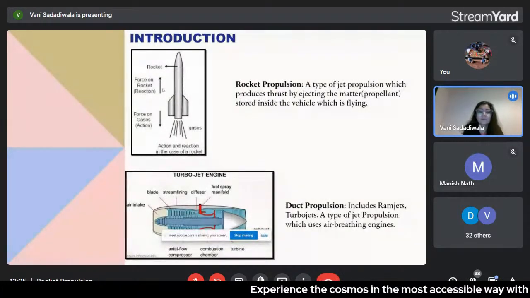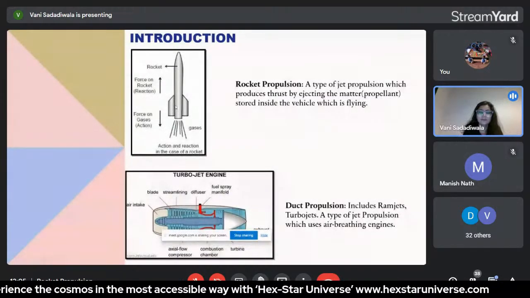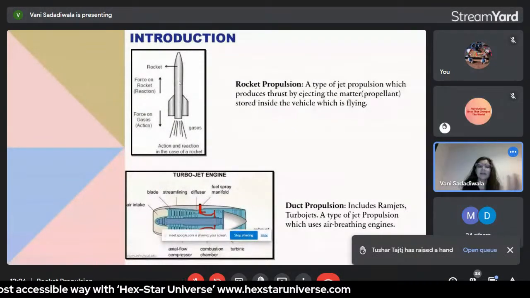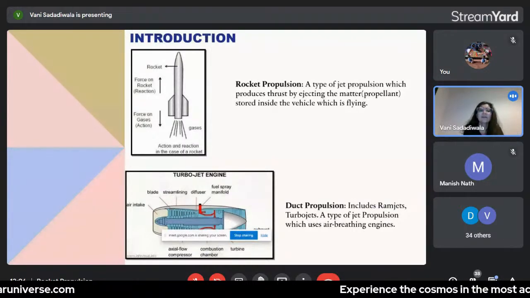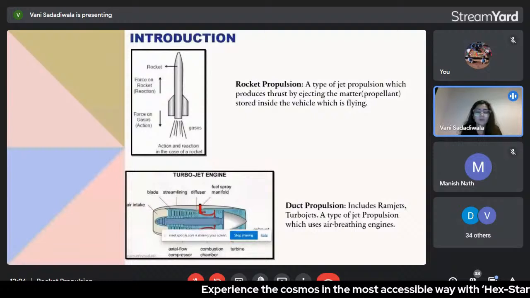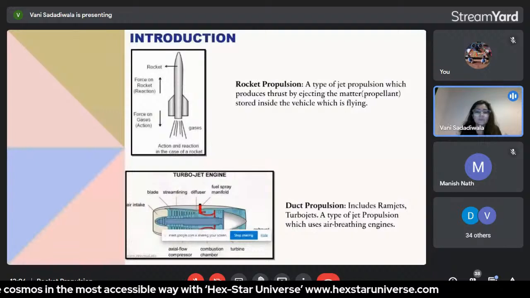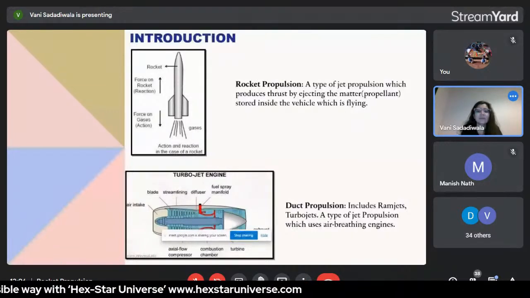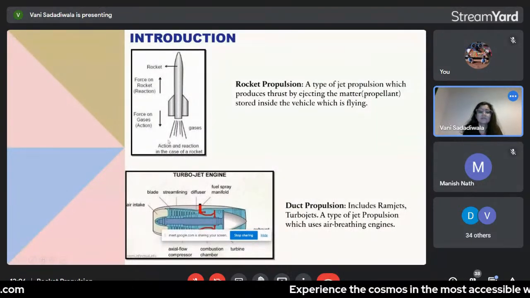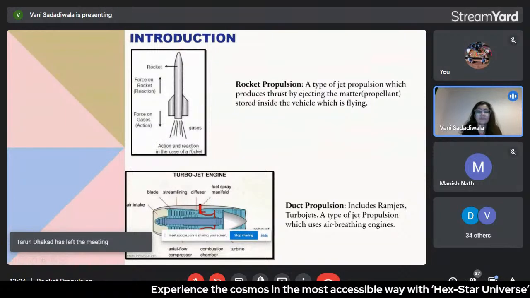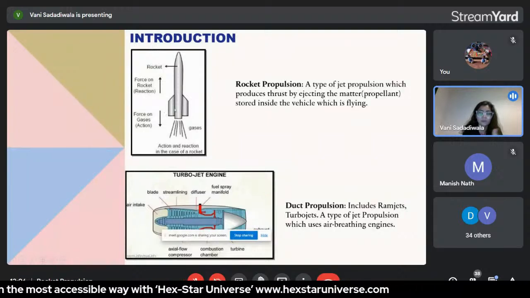If I talk about forces on gases, the matter which is stored in the rocket, also known as propellant, is composed of chemical gases. As there are certain forces on these gases, there is a sort of action and reaction, and due to this action and reaction, the rocket moves in the forward direction. So any jet propulsion device which produces thrust does so by ejecting the propellant stored inside the vehicle. In this scenario, the action is the force on the gas, and the reaction is the force on the rocket, which moves the rocket in the forward direction.